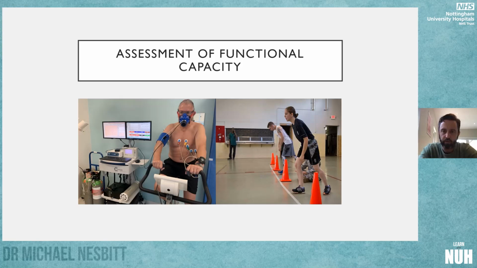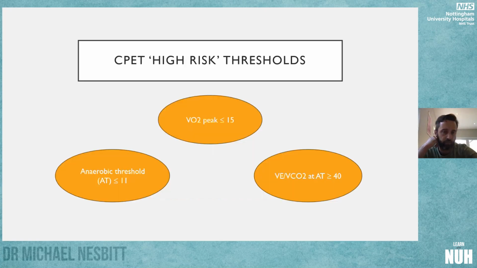Your patient's walking backwards and forwards between two cones. The speed at which they have to walk increases every minute in time to an audio signal, and then the test is stopped when the patient can't get to the next cone before the signal goes off. And we calculate an incremental shuttle walk distance from that. Comparatively, it's simple, inexpensive, and readily accessible. I've put the CPET thresholds that we use for risk stratification or risk assessment on here.